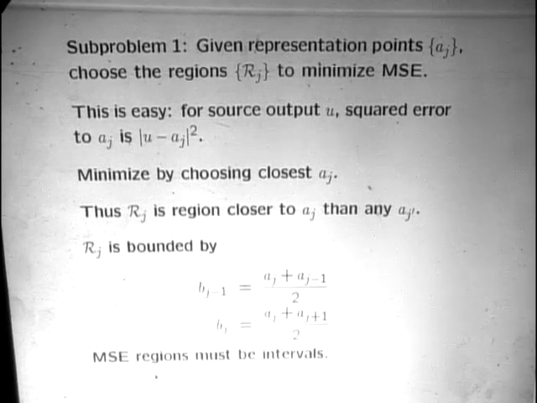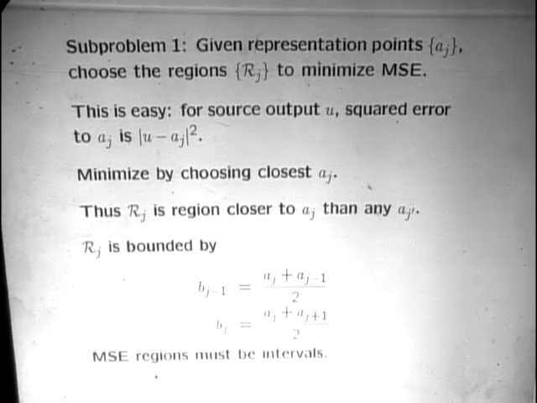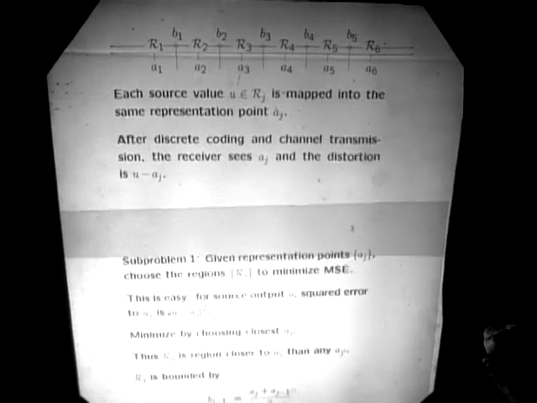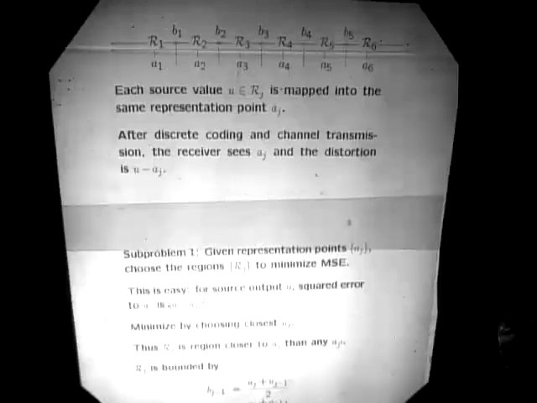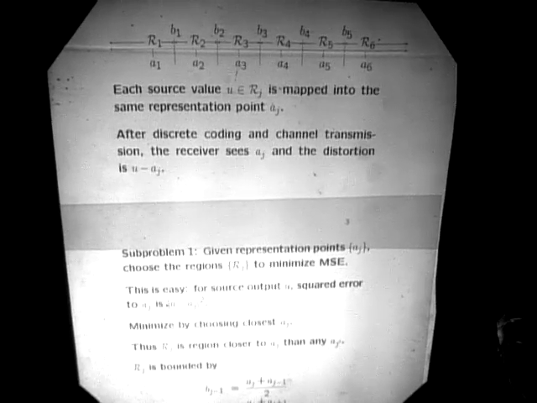The first subproblem is if I tell you what representation points I want to use, namely in this picture here, I say, okay, I want to use these representation points. And then I ask you, how are you going to choose the regions in an optimal way to minimize mean squared error? Well, you think about that for a while, and you think about it in a number of ways. And when you think about it in just the right way, the answer becomes obvious.